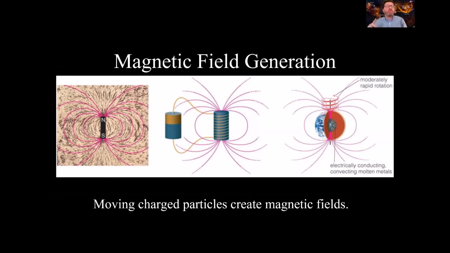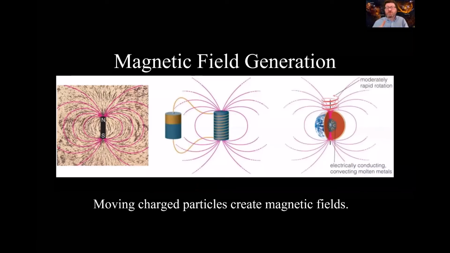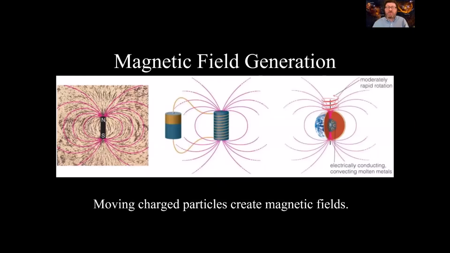So there's an example of running electricity through a circuit, through a coil in this case, and making a magnetic field.